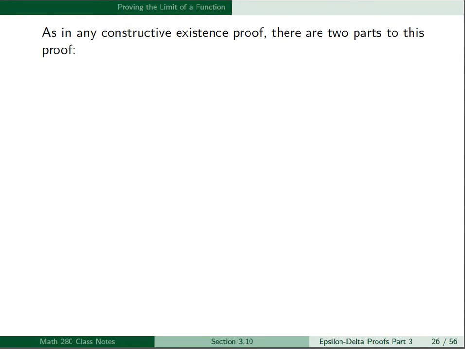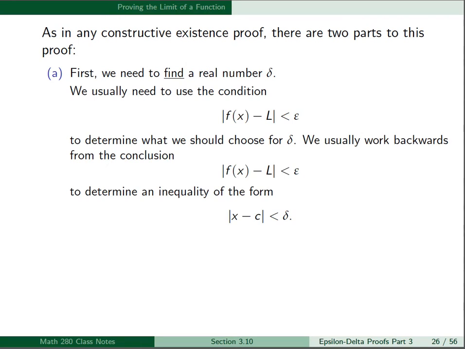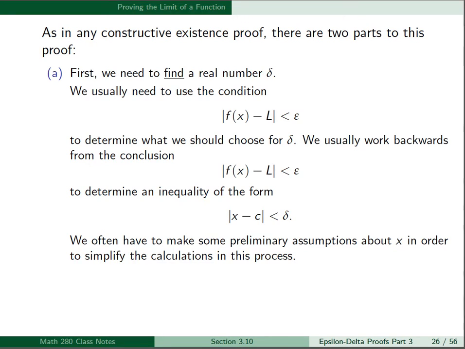As in any constructive existence proof, there are two parts to this proof. First, we need to find a real number delta, and we usually need to use the condition absolute value of f of x minus L is less than epsilon, which appears in the conclusion, to determine what we should choose for delta. We usually work backwards from the conclusion to determine an inequality of the form in the hypothesis, x minus c is less than delta. We often have to make some preliminary assumptions about x in order to simplify the calculations in this process.